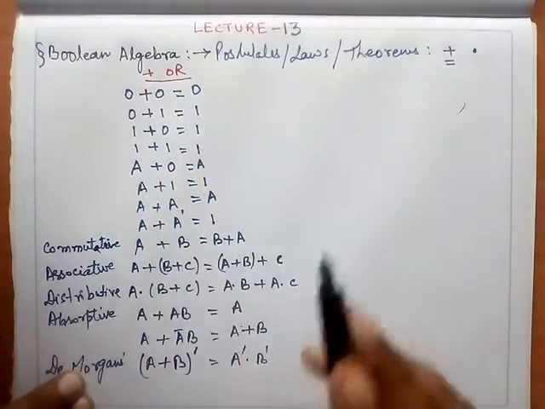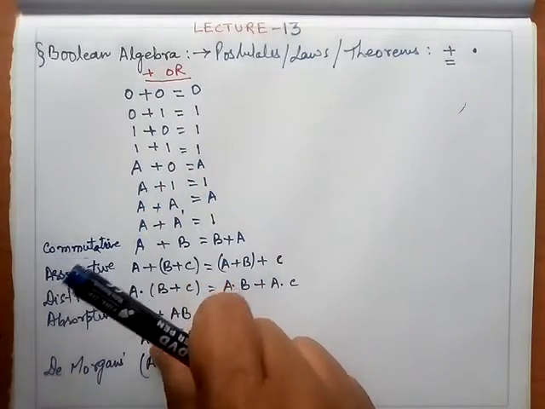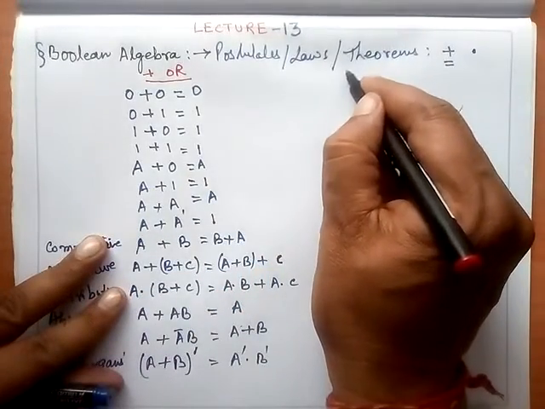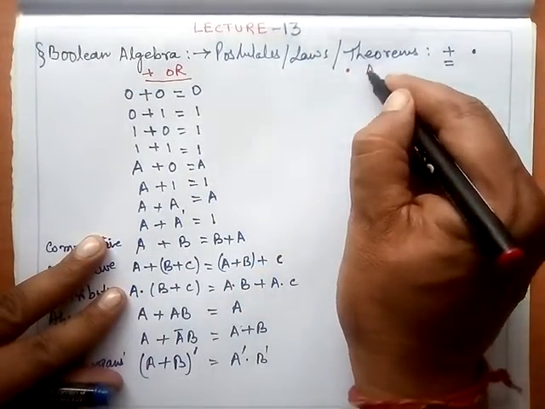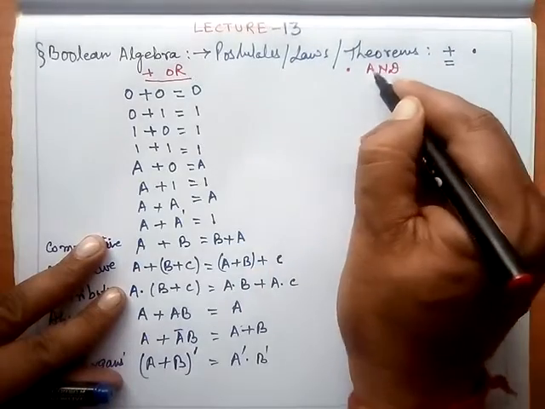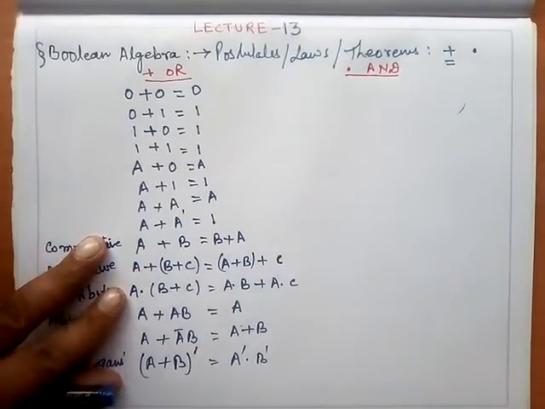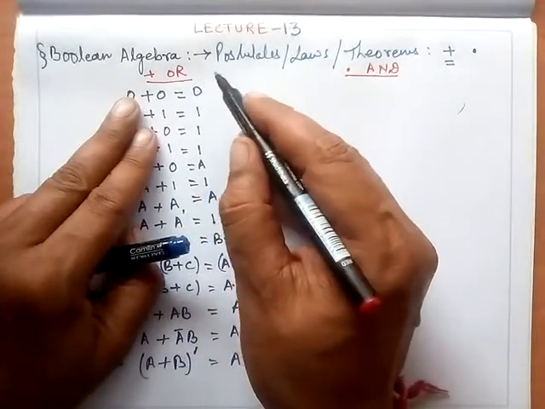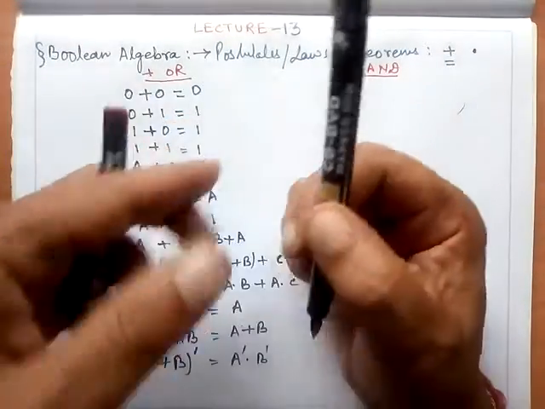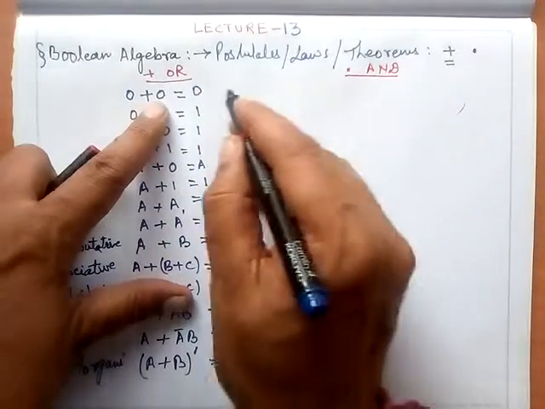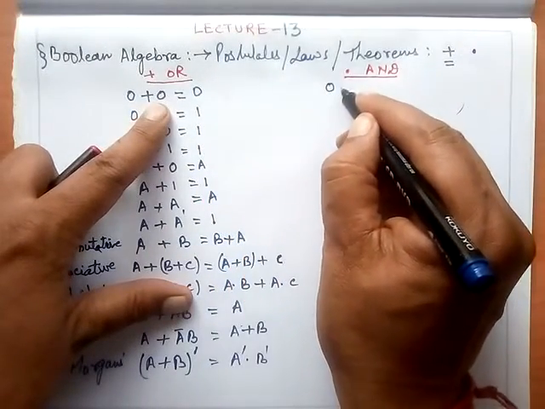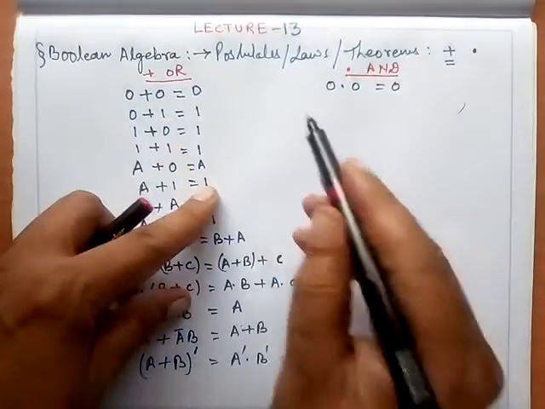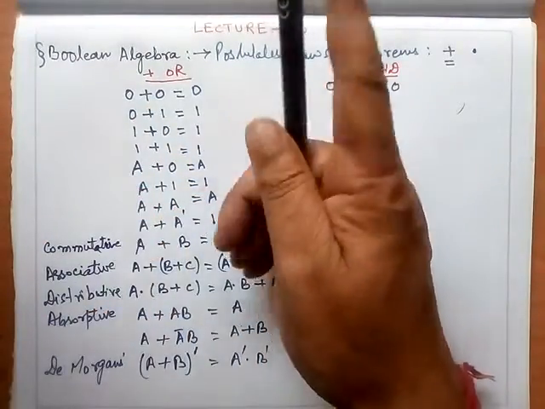for this OR operation. Now let's come to the same laws for the dot operation, or I say for the AND operation. Now just see, it is 0 dot 0. I'll start here. It is 0 dot 0. This is equal to 0. Now these are known as dual of each other.